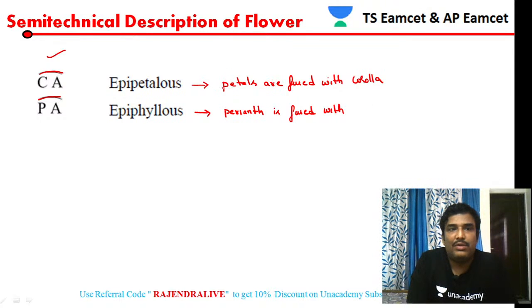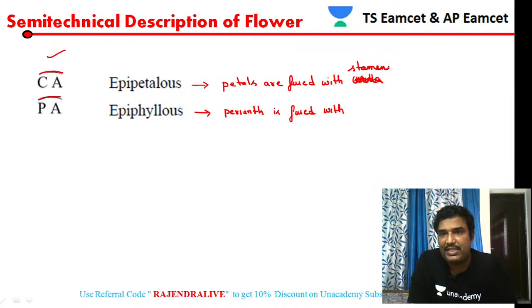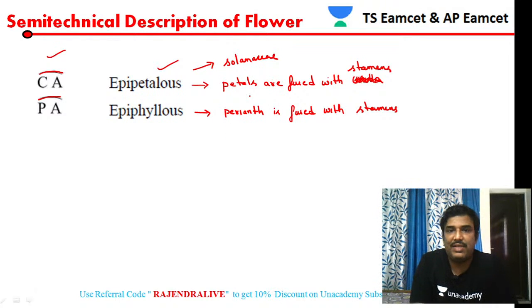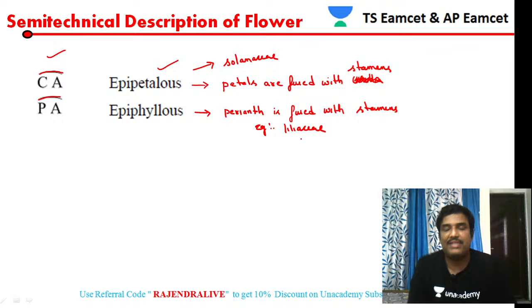Just a minute. What does epipetalous mean? Petals are nothing but the corolla, and the petals are fused with the stamens. Such a condition is called epipetalous. The perianth can also be fused with the stamens. The epipetalous condition is generally observed in Solanaceae members, and in Liliaceae members we can also see it.